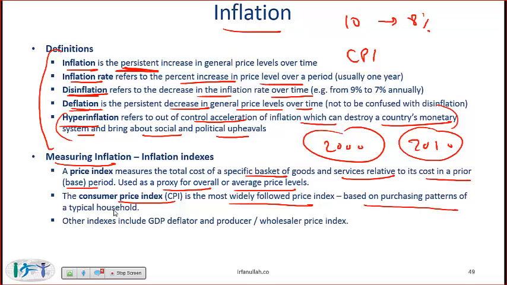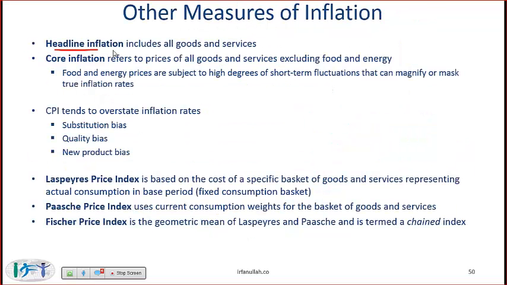The consumer price index is the most widely followed price index. It's based on purchasing patterns of a typical household. Other indices include the GDP deflator and various producer wholesaler price indices. Other measures of inflation. Headline inflation includes all goods and services. Core inflation refers to prices of all goods and services excluding food and energy. Food and energy are subject to high degrees of short-term fluctuations that can magnify or mask true inflation rates. Longer term, obviously, it makes sense to look at headline inflation.